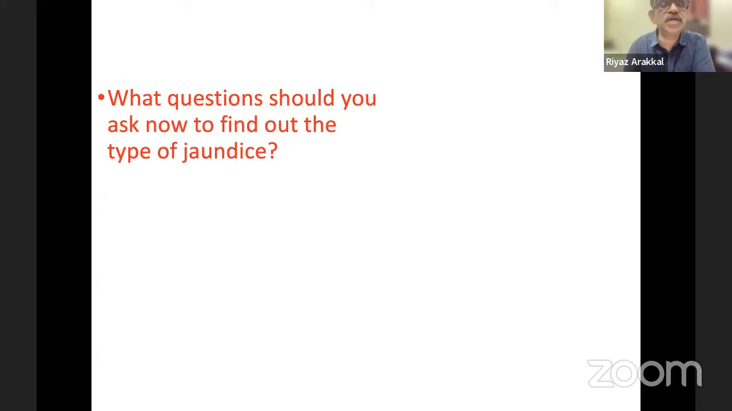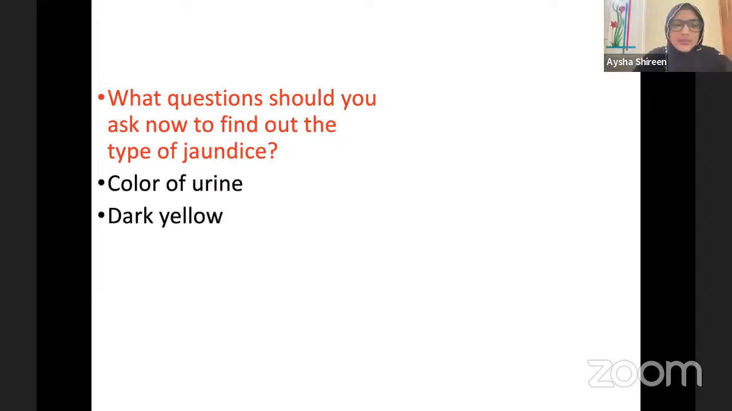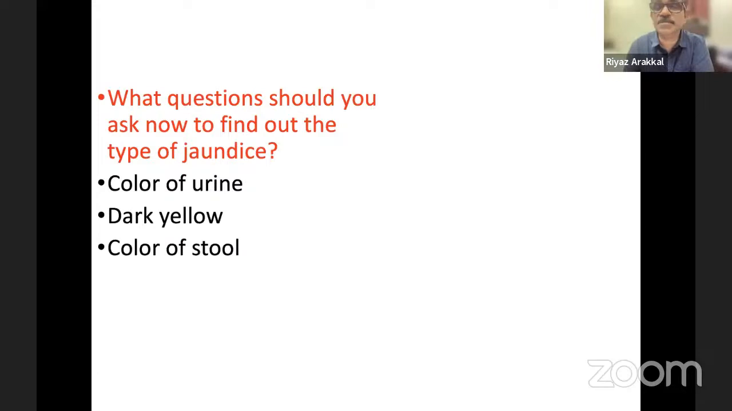So what questions should you ask to find out the type of jaundice? When a child presents to you with jaundice, what is the first question? Ask about the color of the urine. Suppose the mother says it is dark yellow. That means it is a conjugated jaundice. It may be hepatitis or it may be cholestatic jaundice.